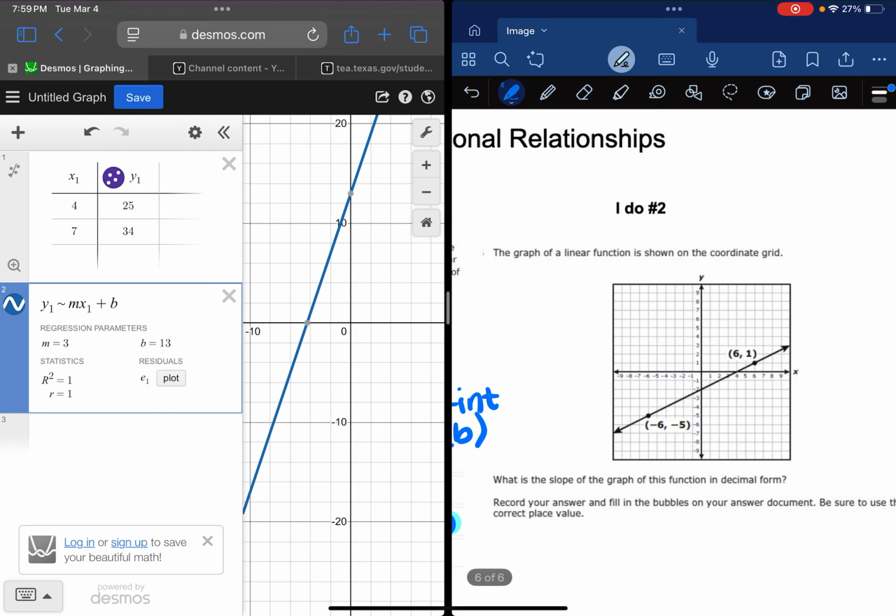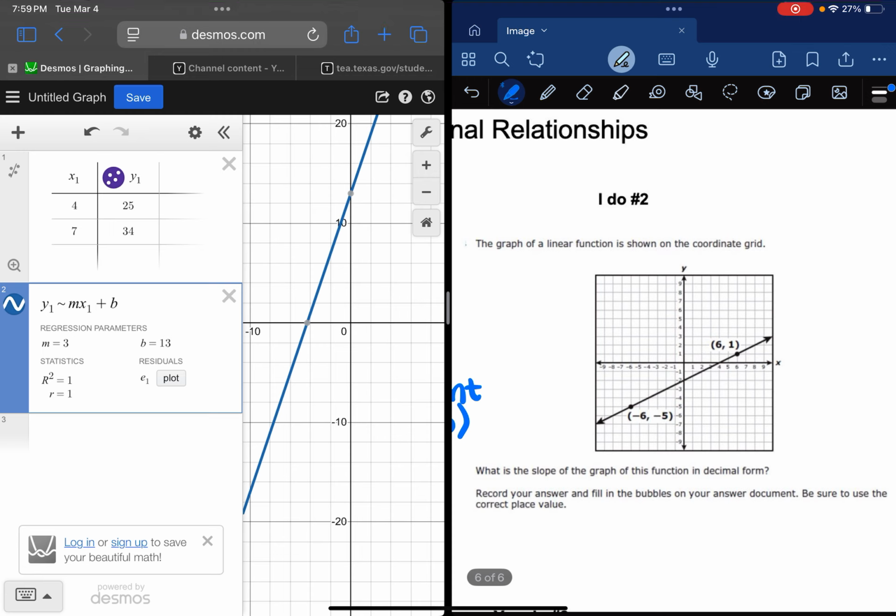I do number 2. The graph of a linear function is shown on the coordinate grid. What is the slope of the graph of this function in decimal form? So I'm looking for slope. Slope is m. And I want this in a decimal form. Sometimes they want a decimal, sometimes they want a fraction. So it's important to read what form they want the answer in. Okay, so here they give us a graph. This is an easier graph because they give us the coordinates. We don't have to look for them.